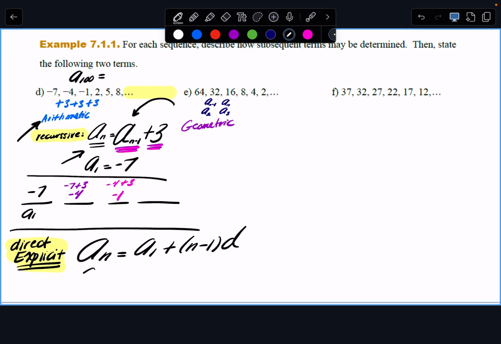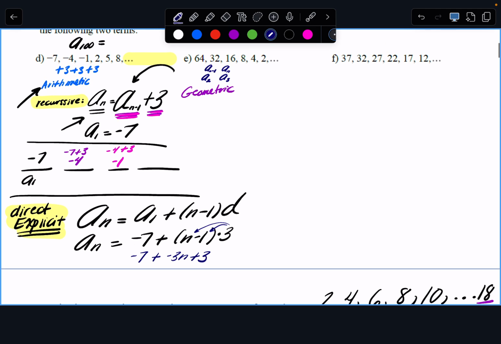So let's go find it. We would say a sub n equals, what is a sub 1? -7 plus n stays n minus 1, and then wasn't the common difference +3? Now from here, they always simplify this type of formula. So from here, they're going to take the 3 and multiply it into the n and -1. So that's -7 plus 3n minus 3. Then your answer would be a sub n equals, combine your n's. There's only 3n, so write 3n. And then we're doing -7 minus 3, which is -10.